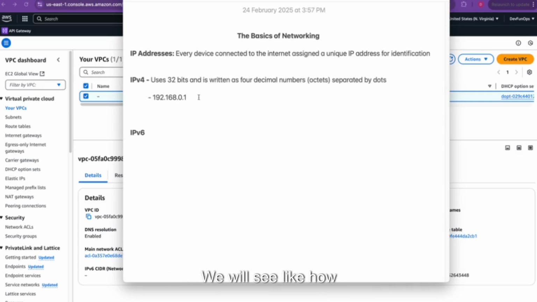We will see how we can calculate the ranges of the IP addresses. As an IPv4 address is just 32 bits, there are almost 4.3 billion unique IPv4 addresses. I hope that's clear.